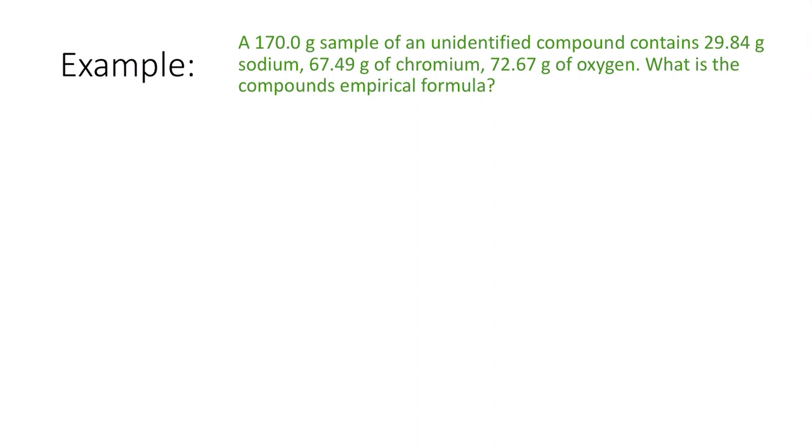I have a 170.0 gram sample of an unidentified compound that contains 29.84 grams of sodium. So there's one piece of information. Then I have 67.49 grams of chromium, and then 72.67 grams of oxygen. And it's asking me again to calculate the empirical formula.